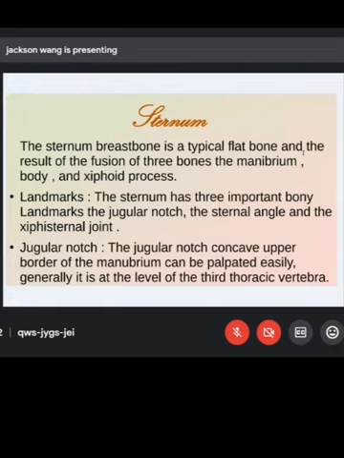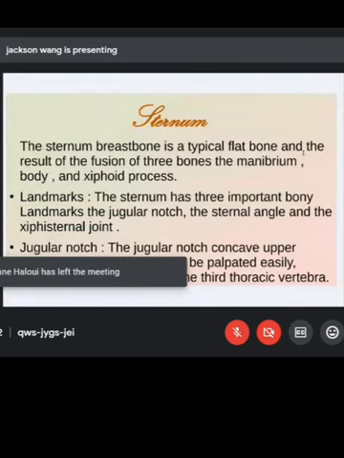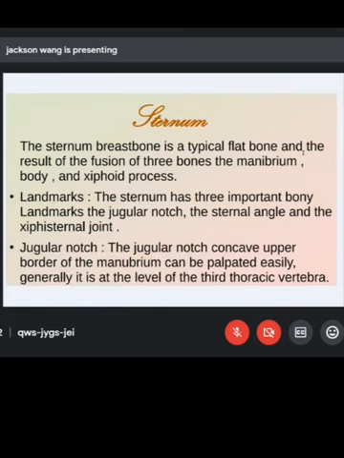Landmarks, ça veut dire les points de repère. The sternum has three important bony landmarks: the jugular notch, the sternal angle, and the xiphisternal joint. The jugular notch, ou bien l'incisure jugulaire, the concave upper border of the manubrium, can be palpated easily. Generally, it's at the level of the third thoracic vertebra.